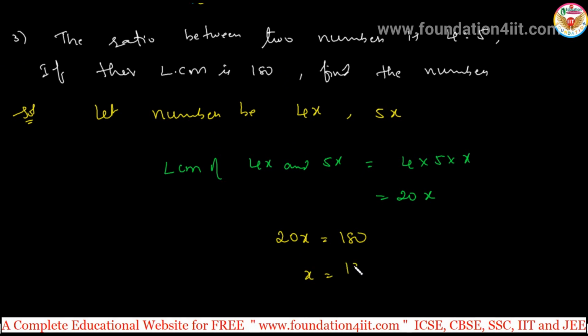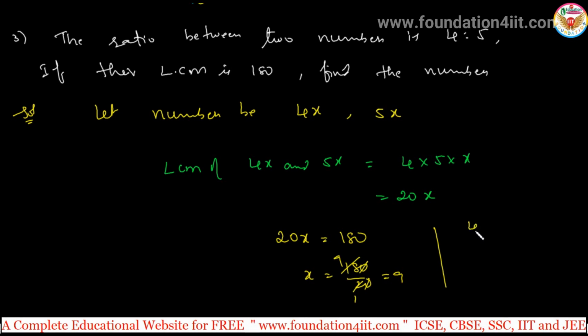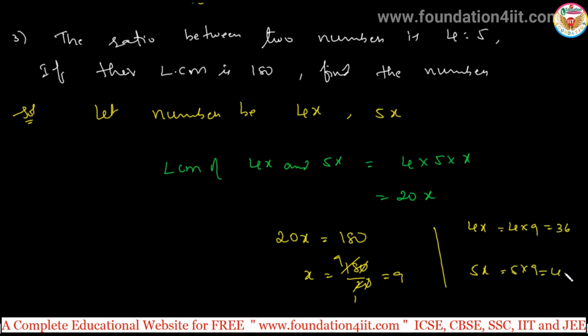Now from this, x is equal to 180 divided by 20. Zeros are cancelled. 2 nines are 18, so x is equal to 9. Then you can get the numbers. Those numbers are 4x and 5x. So 4 into 9 and 5 into 9, so 36 and 45. 36 and 45 are the numbers.